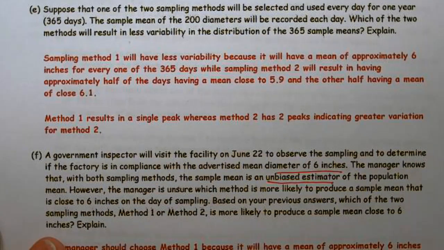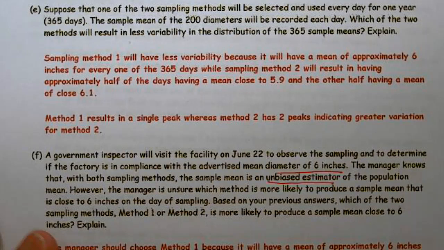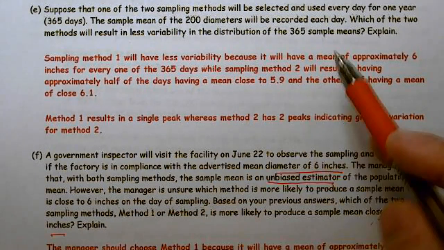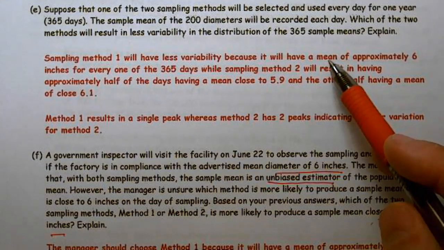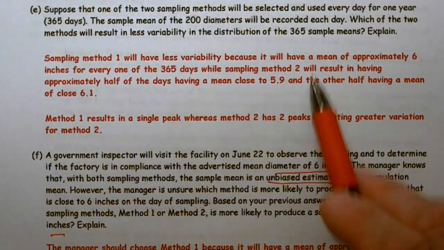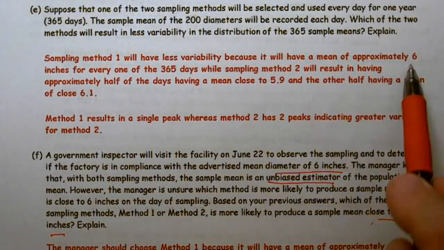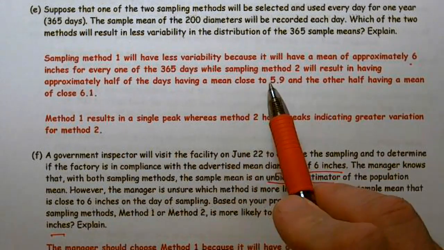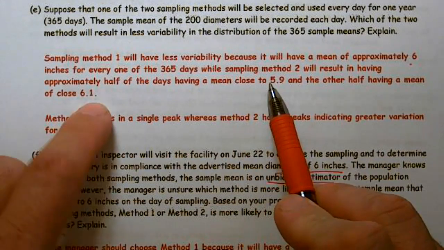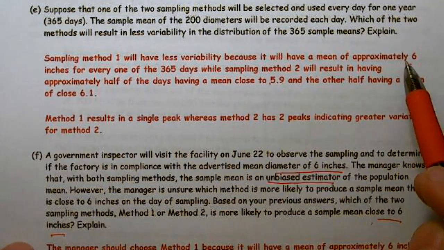Based on your previous answers, which of the 2 sampling methods, method 1 or 2, is more likely to produce a sample mean close to 6 inches? Well, first off, part E, we kind of answered that. We said that method 1 will give us a mean of 6 inches, where method 2 is either going to give us one at 5.9 or close to 6.1. So if we want close to 6, we're going to choose sampling method 1.